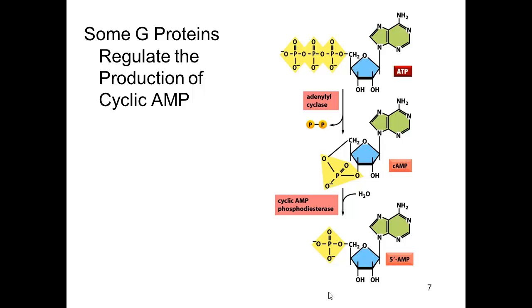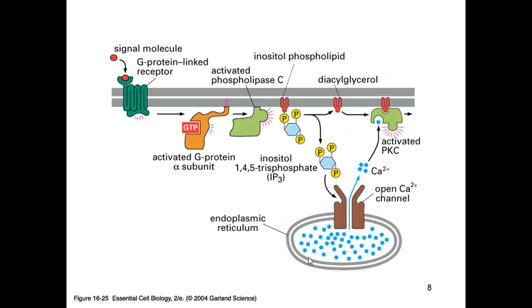This slide is just a reminder of the structures. Here's ATP with 3 phosphate groups. The enzyme adenylyl cyclase will cause one phosphate group to bridge the 3' and the 5' carbons, causing this cyclic structure, which is the active signaling intermediate. Eventually, signaling stops when cyclic AMP is cleaved by the cyclic AMP phosphodiesterase.